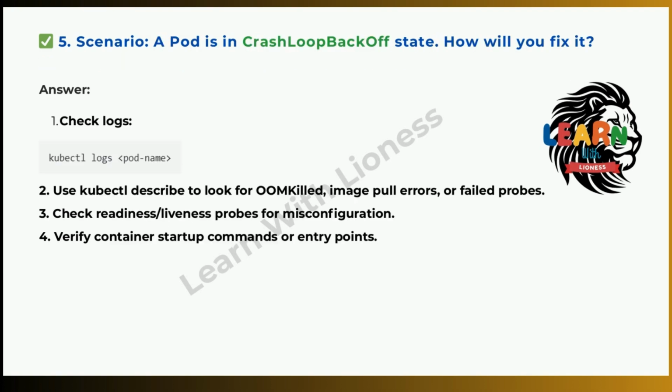Scenario 5. A pod is in CrashLoopBackOff state. How will you fix it? Answer. 1. Check logs: kubectl logs <pod-name>. 2. Use kubectl describe to look for OOMKilled, image pull errors, or failed probes. 3. Check readiness or liveness probes for misconfiguration. 4. Verify container startup commands or entry points.